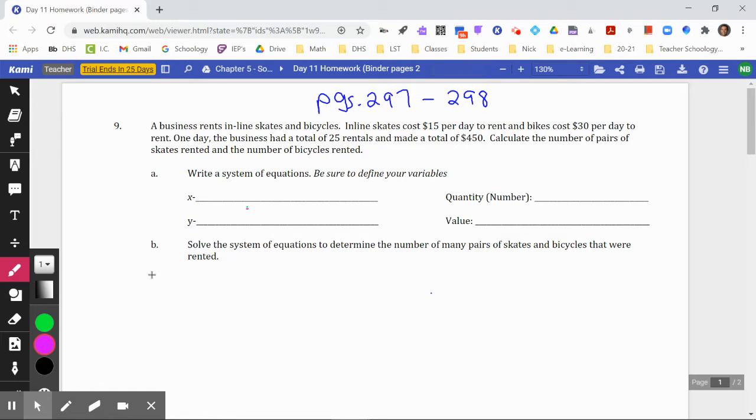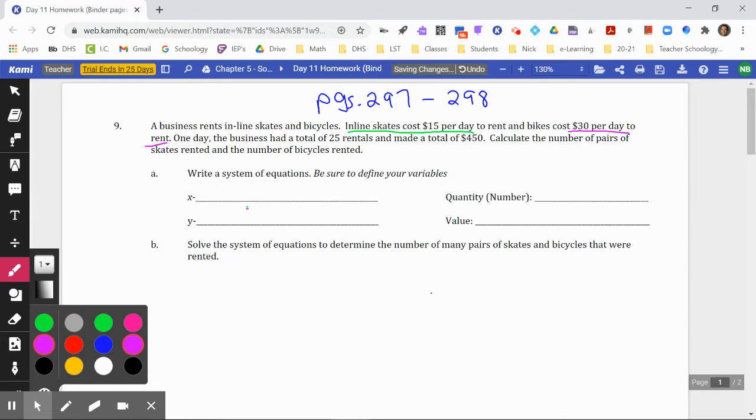All right, so number 9, a business rents inline skates and bicycles. Inline skates cost $15 per day to rent. All right, so that's our first item. And bikes cost $30 per day to rent. All right, so I have 2 items, so I'm probably going to use standard form. One day, the business had a total of 25 rentals and made a total of $450. All right, so we got a couple of totals here. Calculate the number of pairs of skates rented and the number of bicycles rented.